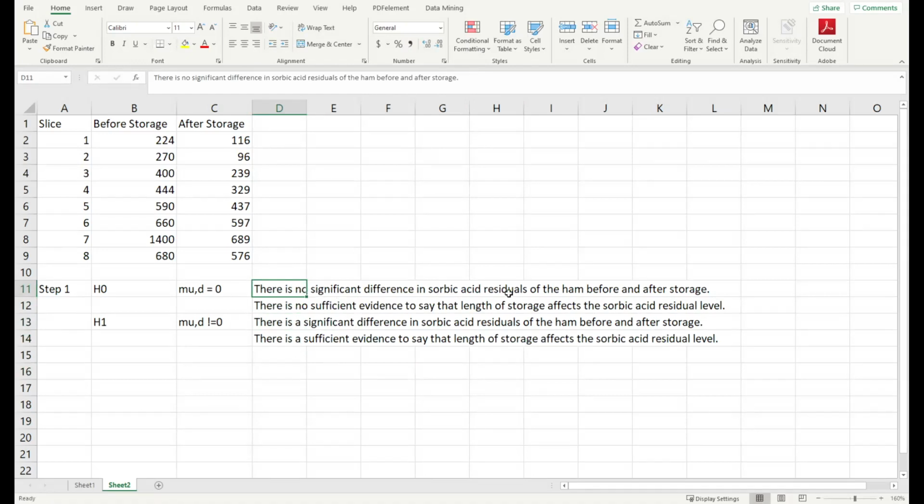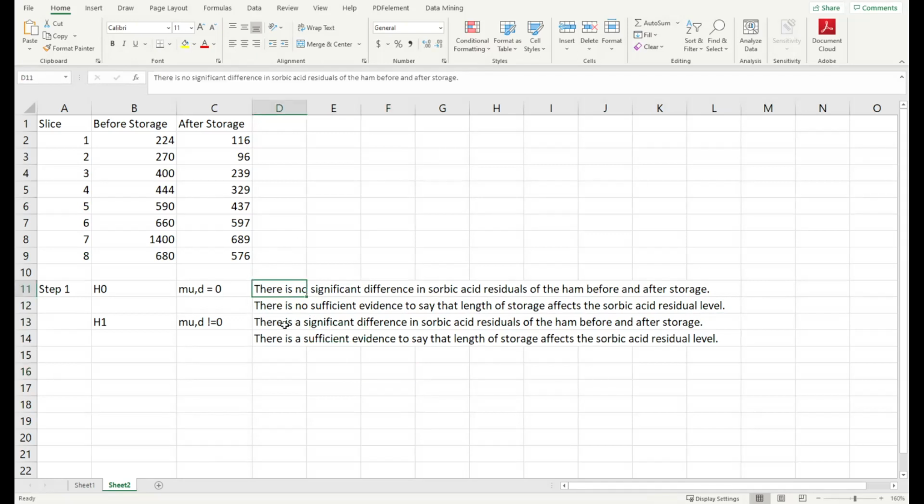Itong significant difference in sorbic acid residuals of the ham before and after storage, and ito there is no sufficient evidence to say that length of storage affects the sorbic acid residual level. So you can state it either way. If you want to be sure, ang suggestion ko is you follow what is asked in the problem. So i-state nyo lang kung ano yung pagkasabi niya.